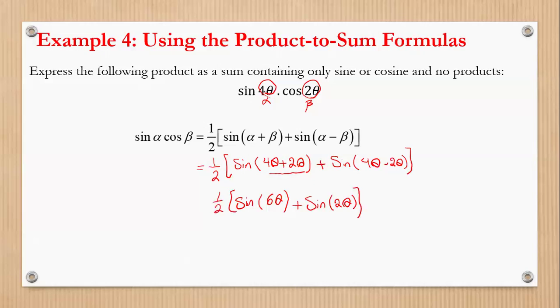You can just keep the 1/2 out of the parenthesis, or if you need to distribute, you can distribute the 1/2 by each of the signs. So we can rewrite it as the 1/2 of sine of 6 theta plus 1/2 of sine of 2 theta. But remember, this 1/2 is a number. That's a number and cannot be multiplied by the angles. So you cannot multiply it by 6 theta or 2 theta. You have to keep it out of the sine. And that is the final answer.